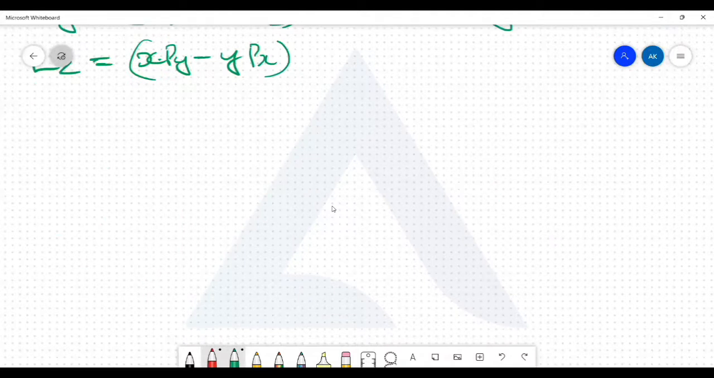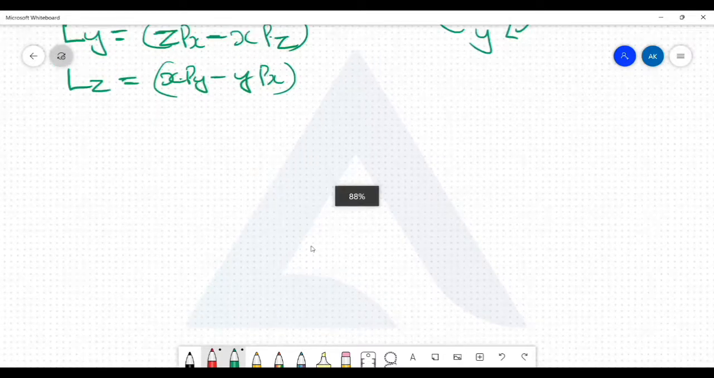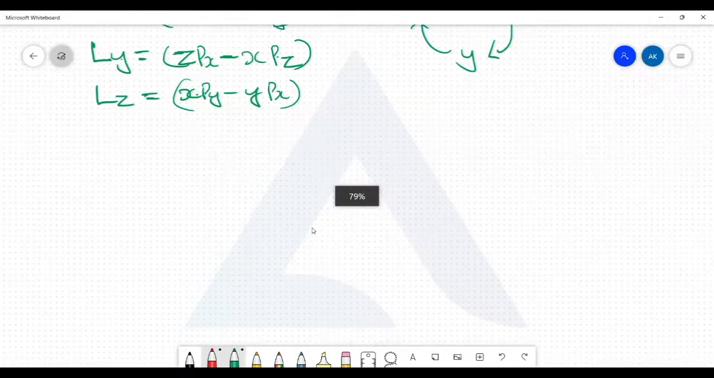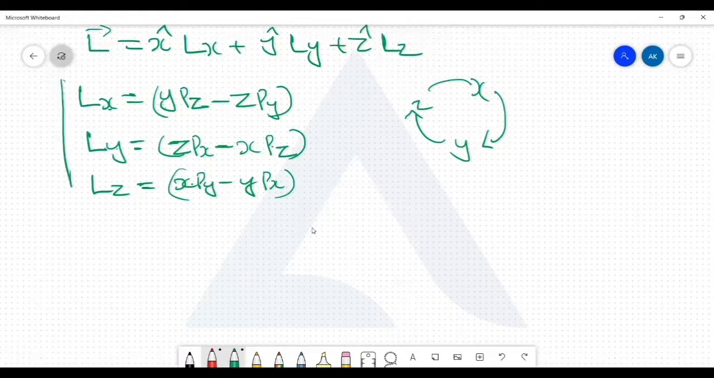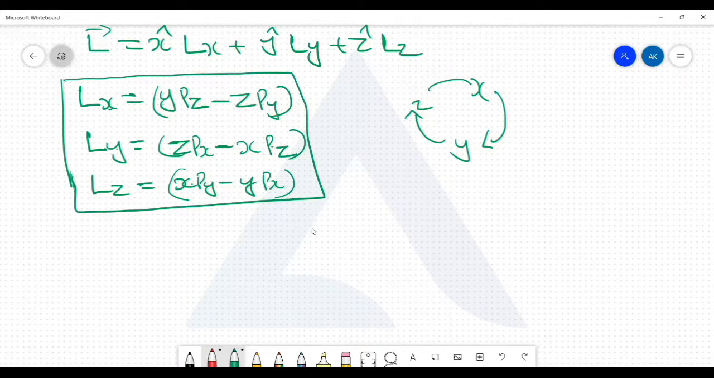So now let us solve some identities. I request you to remember these angular momentum components. No need to remember, you can simply derive it, but if you remember, you can save some time during the calculation. So try to remember, it's very simple. You can apply that symmetrical order.